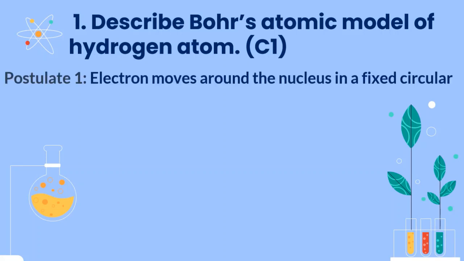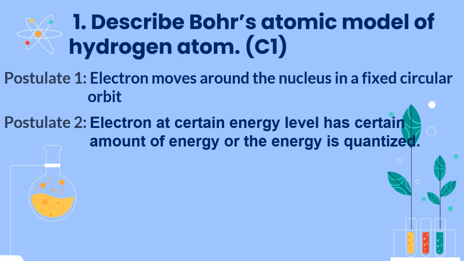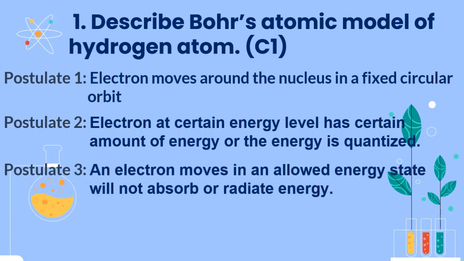So the first postulate says that the electron moves around the nucleus in a fixed circular orbit. And the second postulate is that an electron at a certain energy level has a certain amount of energy, or the energy is quantized. Macam awak tahu, dekat setiap orbit tu they have their own energy level. Apa-apa je elektron yang duduk dekat that orbit will have their own energy, or we call it energy is quantized.